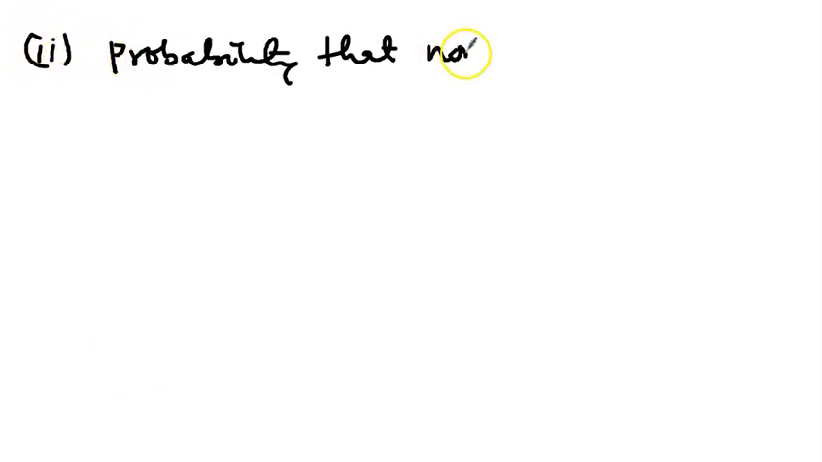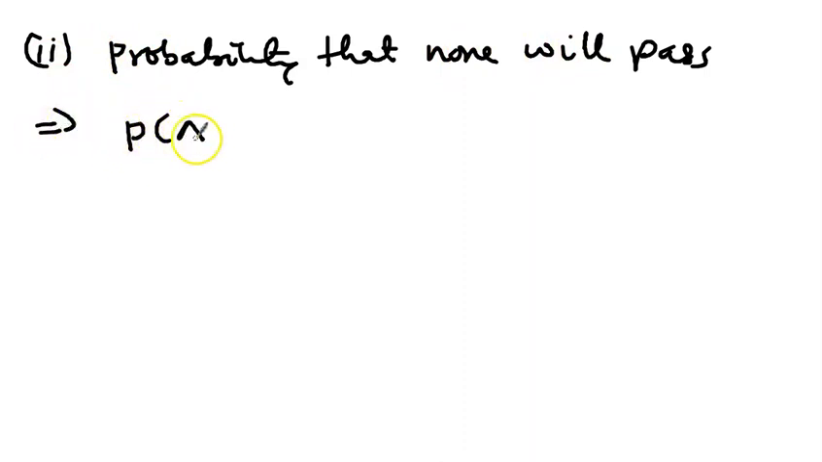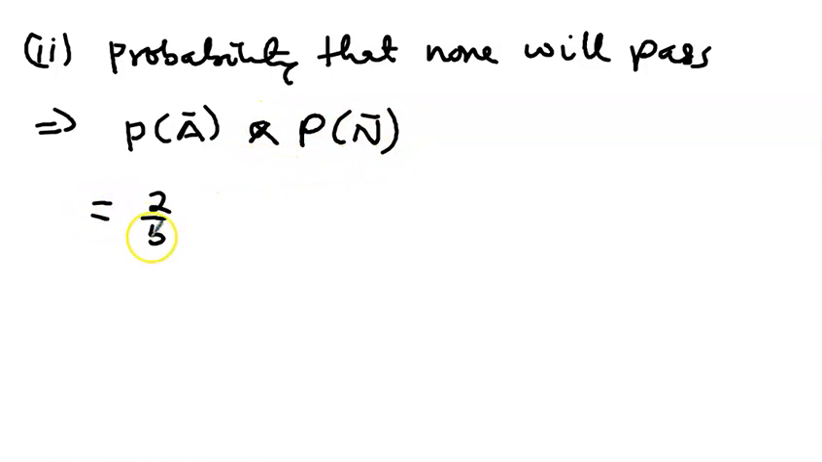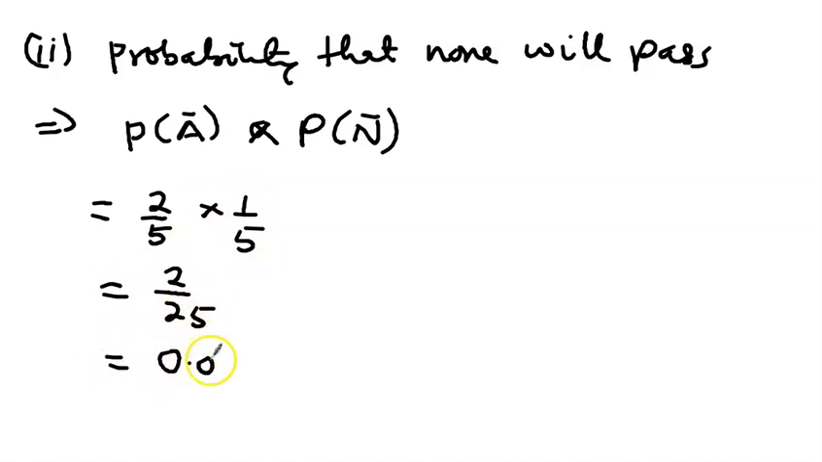So let's look at the final part. None of them will pass. The probability that none will pass implies the probability that Afi will not pass and the probability that Na will not pass, which is 2 on 5 times 1 on 5. So we have 2 over 25. And when you convert this to decimal, 0.08. Now to 1 decimal place, after the decimal point is 0, and then 8, so we add 1 to it, 0.1.